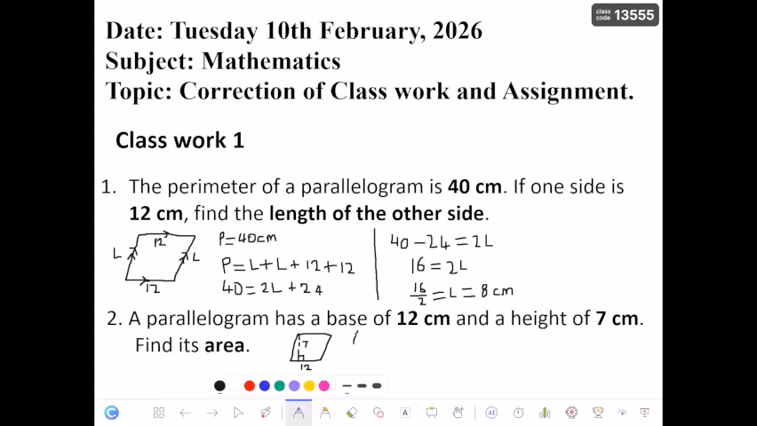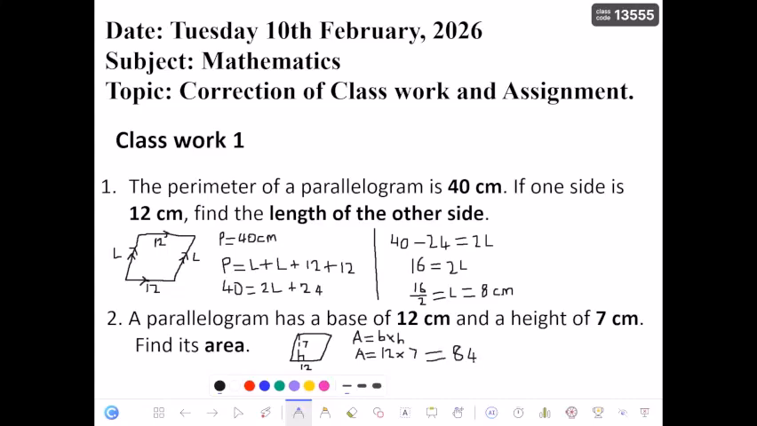Now, the area of a parallelogram, we have defined it before. We say it's just the base multiplied by the height. So the base times the height. And the base in this question is 12. So you just do 12 multiplied by the height, and the height in this question is 7. You can see it in the question, a height of 7. So 12 times 7, let's go straight to the answer. This is going to be 84.